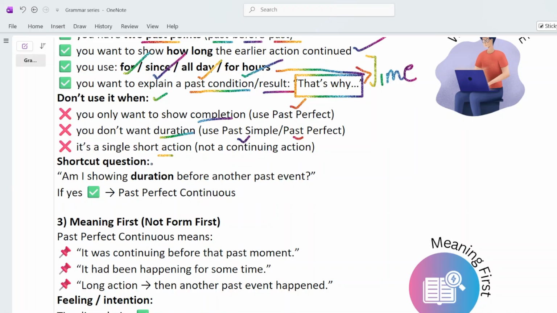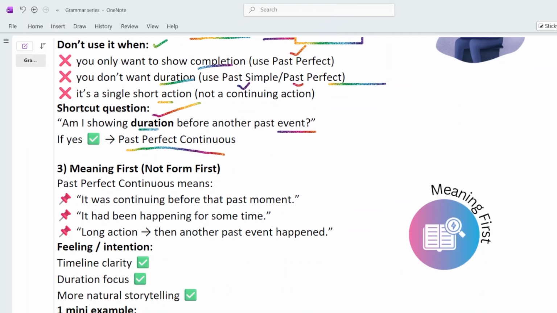Great. A shortcut question that you're going to pretty much ask yourself when you're looking at using this particular tool is, am I showing a sense of duration in my sentence before another past event? If yes, then you're going to be using past perfect continuous. If no, you're pretty much looking at using past perfect or simple past only. All right. Keep an eye out for the use of duration in the process of articulating your sentences when you're using this particular tense, that is past perfect continuous.